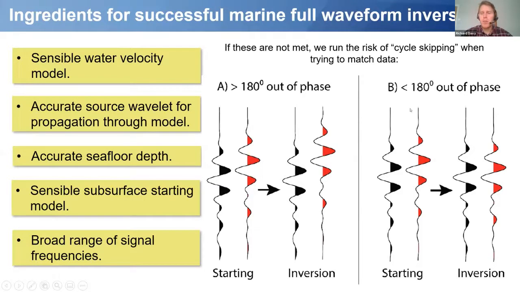So another thing we can do to mitigate this is to use a broad range of signal frequencies. If we go down to very low frequencies, obviously at low frequency we have longer wavelengths, and longer wavelengths in your starting model are much easier to match than short wavelengths. So we want to use the lowest frequency possible and then ramp up through the frequencies to the high frequency.